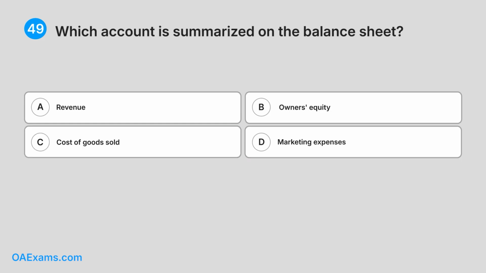49. Which account is summarized on the balance sheet? A. Revenue, B. Owner's equity, C. Cost of goods sold, D. Marketing expenses. Can you guess the answer?